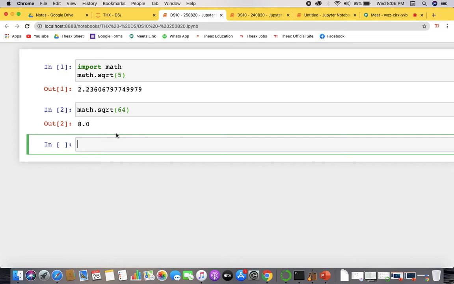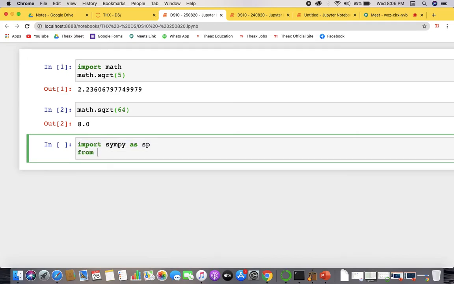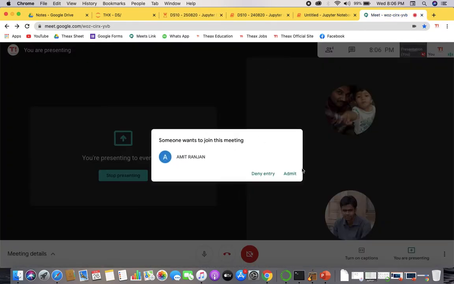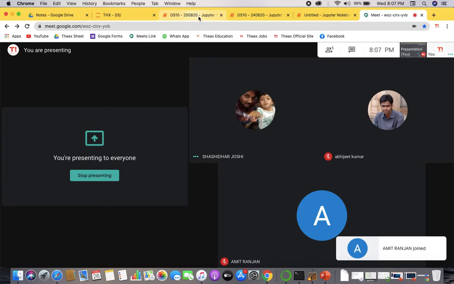Similarly, for symbolic computation we'll have to import SymPy as SP, or you can import it as SP or whatever you want. For me, SP is good. What I do is write from SymPy import everything.